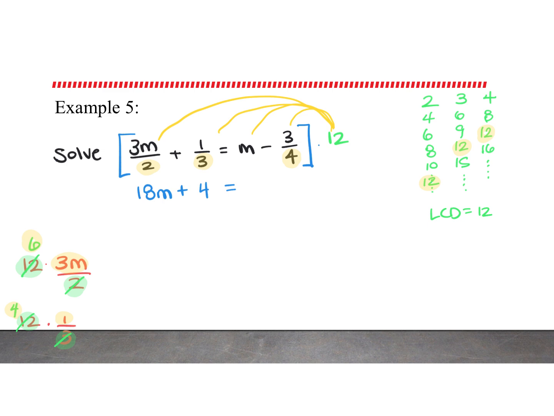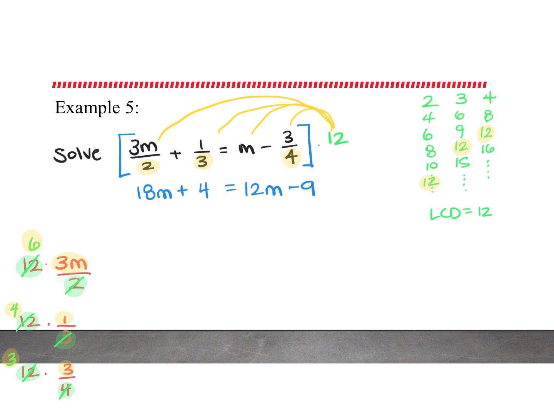On the right, 12 times m gives us 12m. And then our last one, we have 12 times 3/4. Again, 12 is a multiple of the 4. So 12 divided by 4 gives me 3. And then 3 times 3 gives us the number 9.